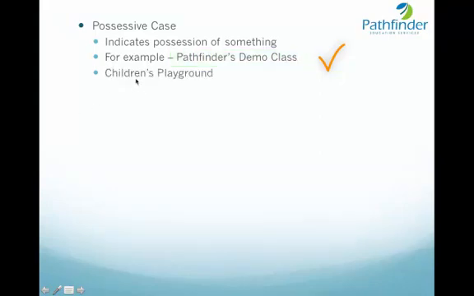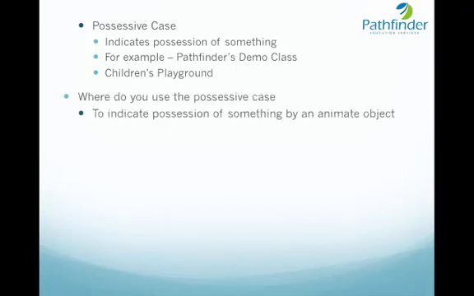Similarly, children's playground. This is another example of the possessive case. So children followed by apostrophe s and the playground. So where do we use this possessive case? First, to indicate possession of something by an animate object, which means a living thing. For example, horse's tail. Horse is a living thing, so horse can own the tail, and therefore the possessive apostrophe s indicates the tail being owned by the horse. So horse's tail. Take another example, India's enemy.